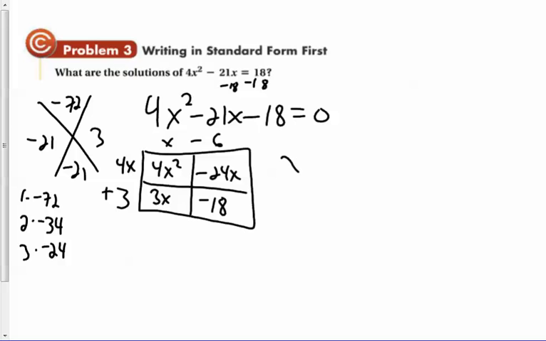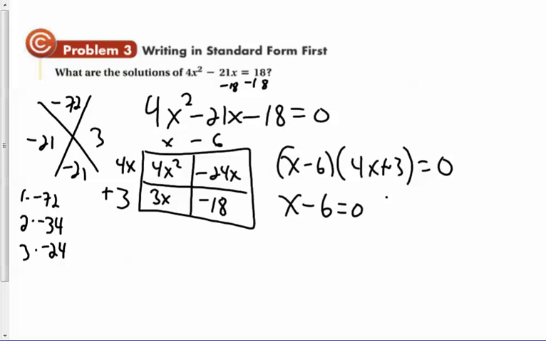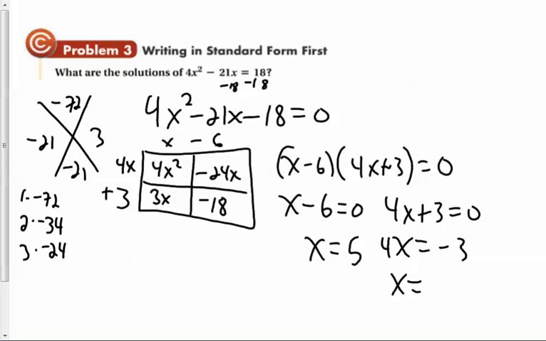And so it's x minus 6 times 4x plus 3, and that's supposed to equal 0. We set each one equal to 0. x minus 6 equals 0, and 4x plus 3 equals 0. So you get x equals 6, and 4x equals negative 3, or x is negative 3/4, and x is equal to 6.